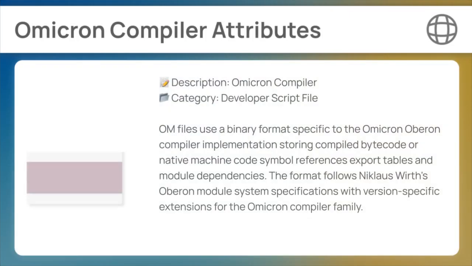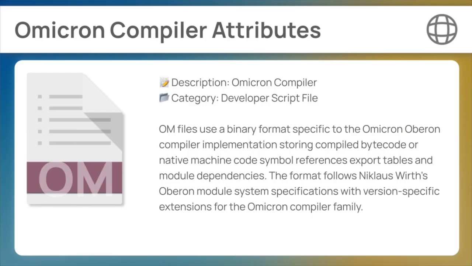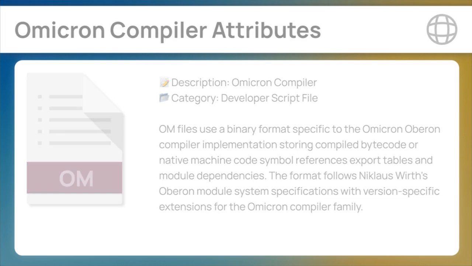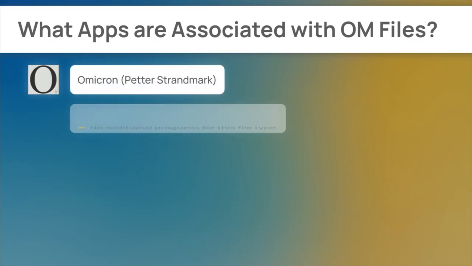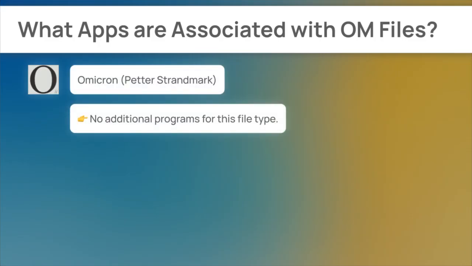OM files use a binary format specific to the Omicron Oberon compiler implementation, storing compiled bytecode or native machine code, symbol references, export tables, and module dependencies. The format follows Niklaus Wirth's Oberon module system specifications, with version-specific extensions for the Omicron compiler family. Peter Strandmark defined Omicron as the main handler for OM files.